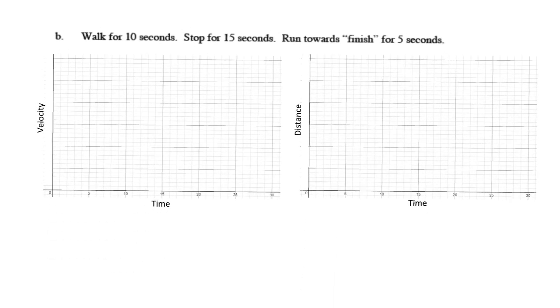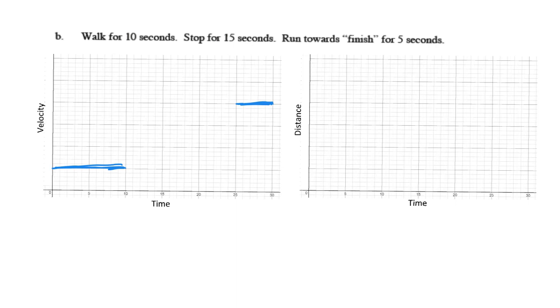Moving on to B. You're walking for 10 seconds, stopping for 15 seconds, running towards the finish for the last 5 seconds. So I have to walk for 10 seconds. So here's my walking. I'm stopping for 15 seconds, so from 10 to 25 would be stopping. It's not going to be anything. The last one you're running, so this would be a velocity that's higher than when you're walking. So I'll pick a different velocity because I'm running. It will be a higher horizontal line compared to the one that you started from the beginning.